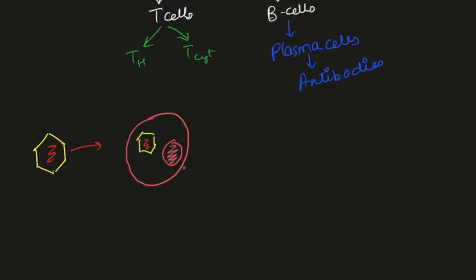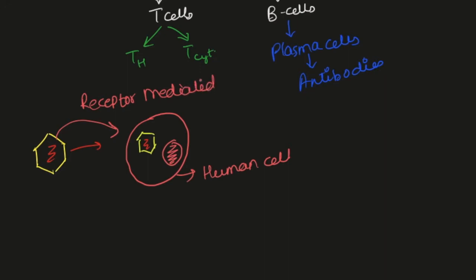For example, if this is the human cell, then this virus particle enters the human cell via a process called receptor mediated endocytosis. Our cell surface usually contains numerous receptors which serve a very important biological process.